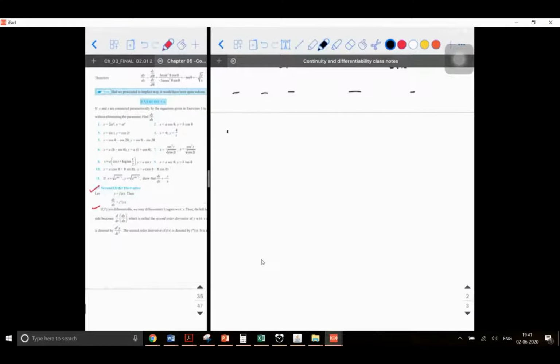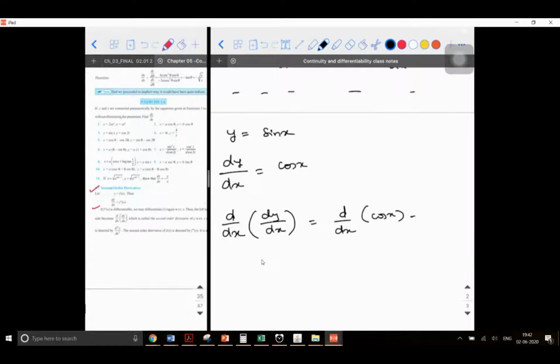Suppose I have a question like this, y is equal to sin x. The first order derivative for this function is going to be cos x, as simple as that. Now, if I ask you what is d by dx of dy by dx, that is going to be d by dx of cos x, and what is going to be the answer? Minus sin x. So from this, what you can conclude is d square y by dx square is equal to minus sin x. This is going to be the second order derivative of the given function sin x.